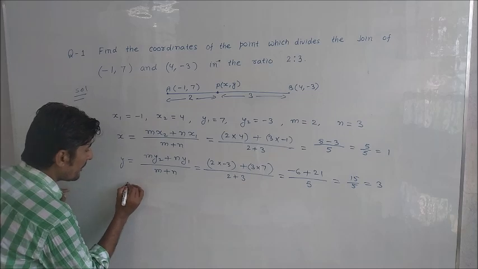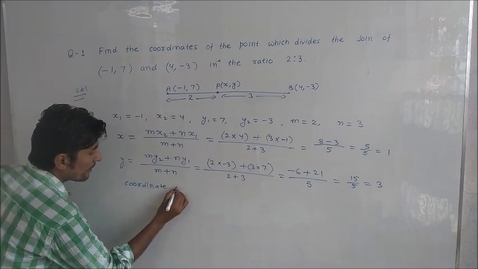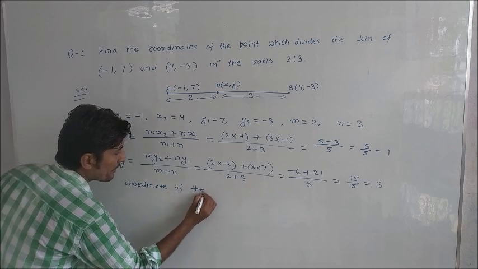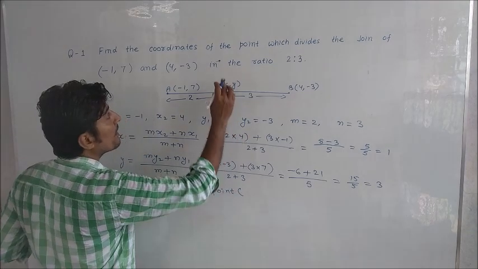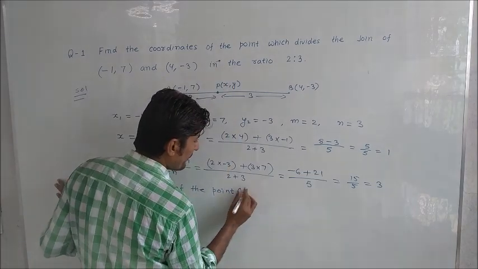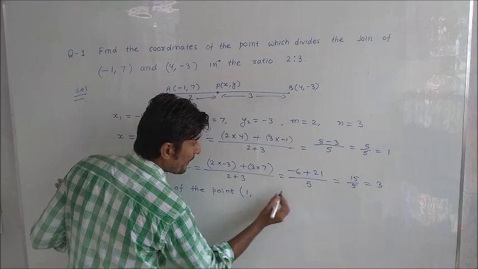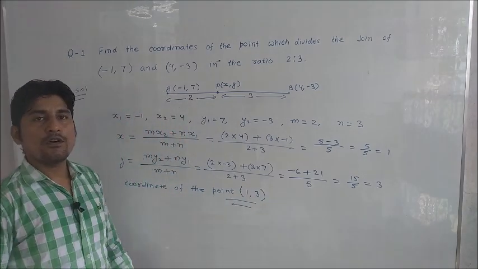So the coordinate of the point is (x, y), as I have assumed here, so the value of x is 1 and value of y is 3. So this is the final solution of this question.